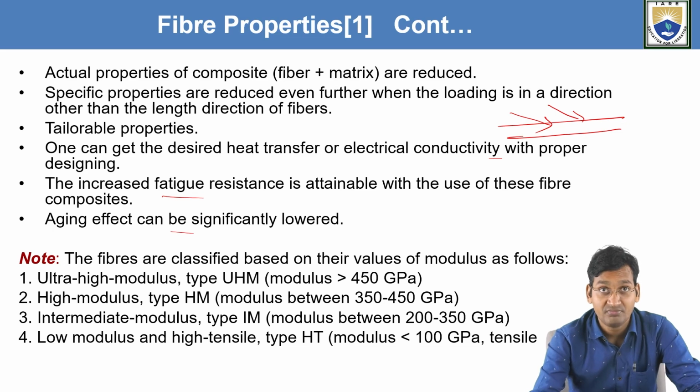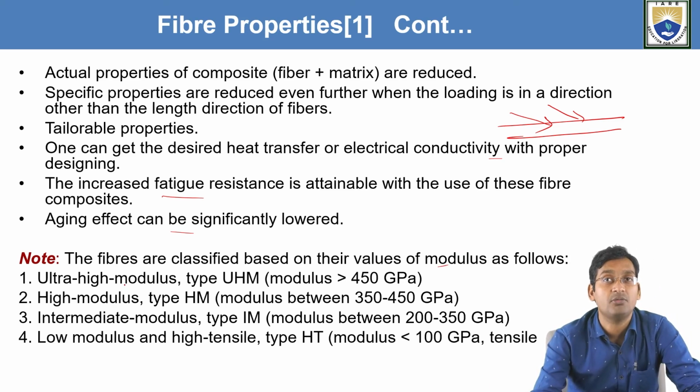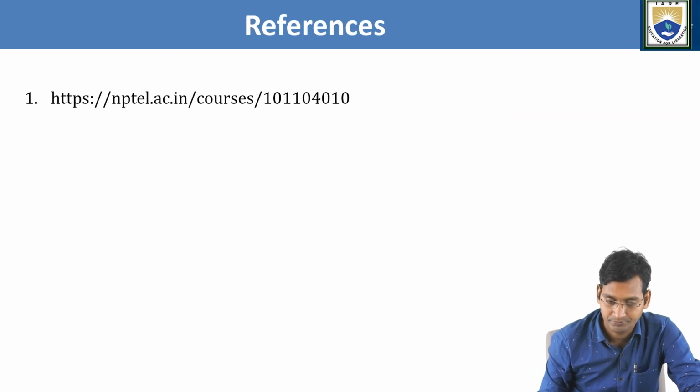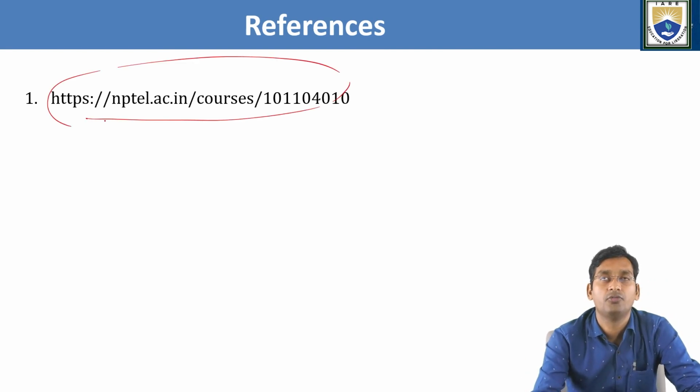Note: the fibers are classified based on their value of modulus as follows. Ultra high modulus, named UHM, has modulus greater than 450 gigapascal. High modulus, named HM, has modulus between 350 and 450 gigapascal. Intermediate modulus type, IM, has modulus between 200 and 350 gigapascal. Low modulus and high tensile type, HT, has modulus less than 100 gigapascal. This is the reference where you can refer for these things.